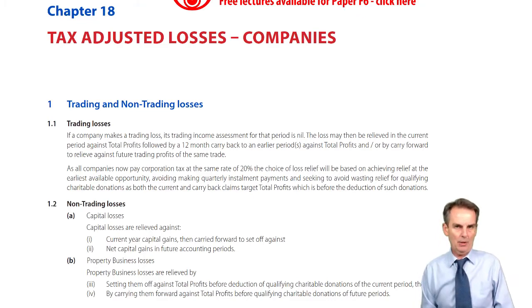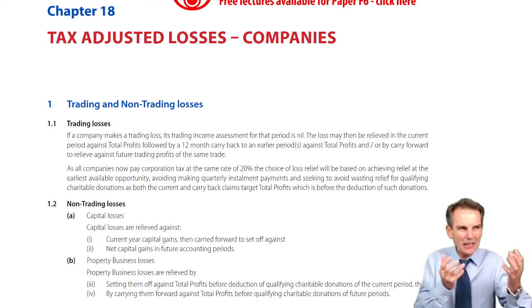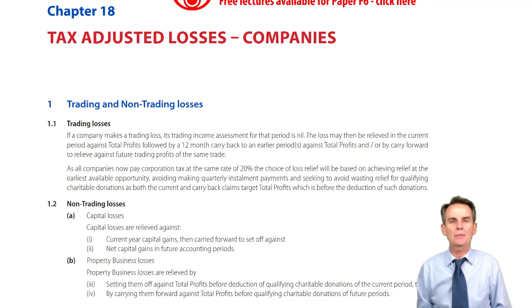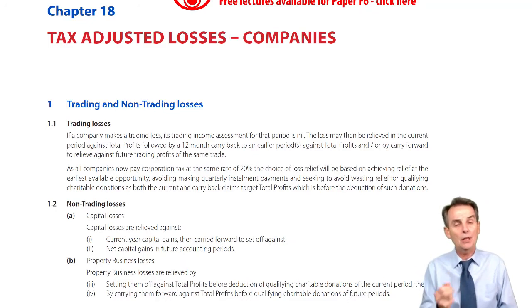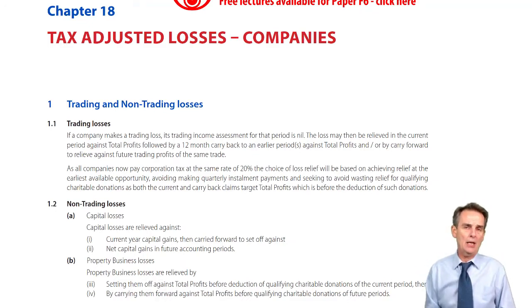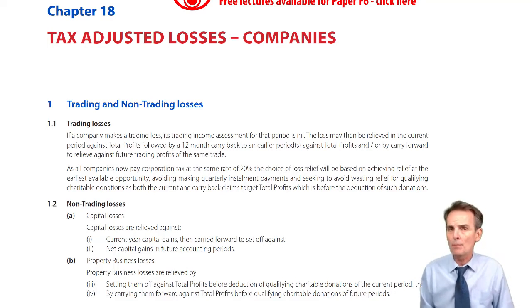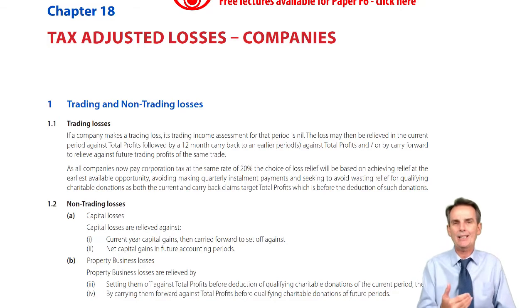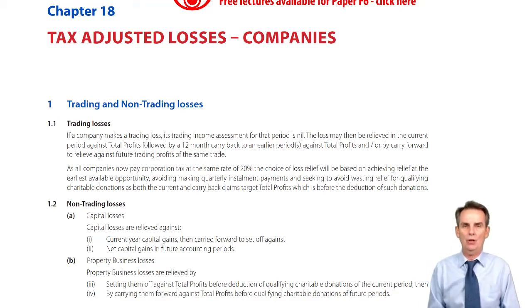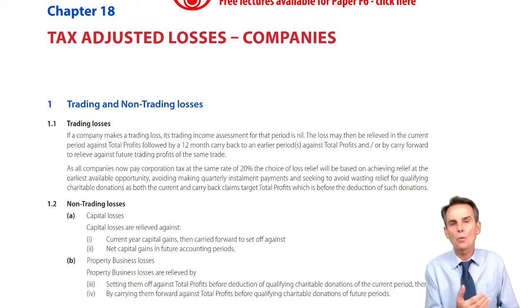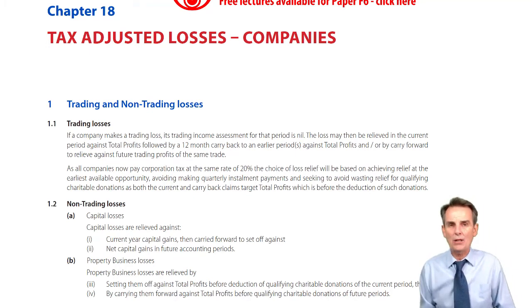So in the current accounting period, we can set off against total profits. Now remember, total profits is the equivalent of total income in income tax. Total profits is before deducting any qualifying charitable donations. And that may prove to be a problem in terms of planning as to how to get the best use out of our loss, because what we don't want to do is to waste the benefit of the tax deduction for that qualifying charitable donation.